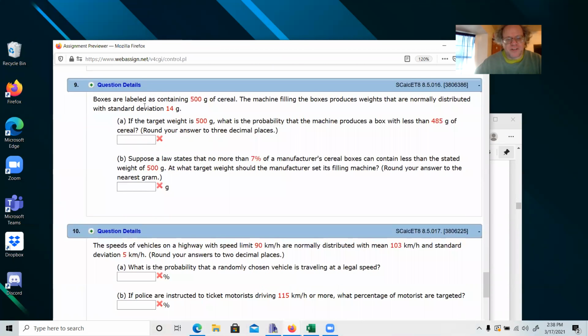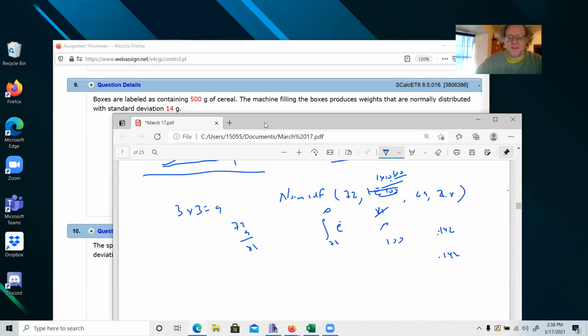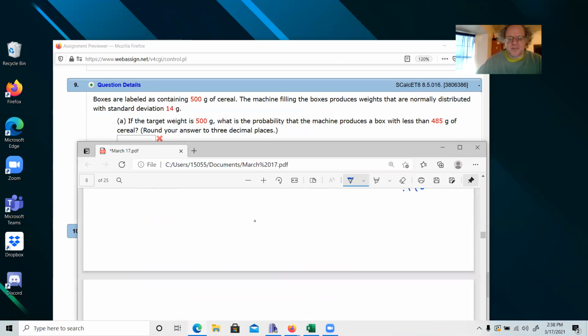Okay. Boxes are labeled as containing 500 grams of cereal. The machine filling the boxes produces weights that are normally distributed. See, there's that word again. If the target weight is 500 grams, then what is the probability that the machine produces a box with less than 485 grams of cereal? Okay, so how are we gonna set this up? Technically, calculus-wise, they want 485 or less. Okay, and then we're going to type in the mean and the standard deviation.